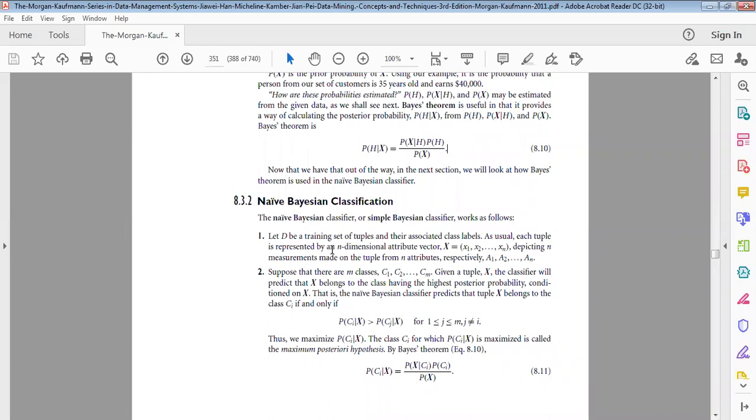Simply, you can represent the n measurements made on the tuple from the n attributes, respectively A1 to An. So here, that is the n-dimensional attribute vector we have to consider. That is the n evidences, X equal to x1, x2 up to xn. These all we have to represent as evidences of a particular thing. D is the total training set of the tuples with their class labels. And what are the attributes here? N attributes we have to use, that is A1 to An.